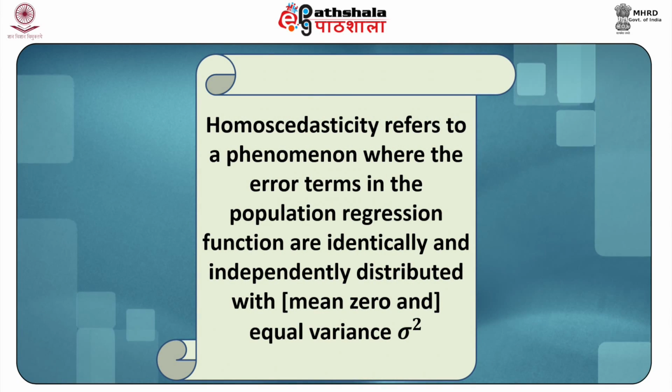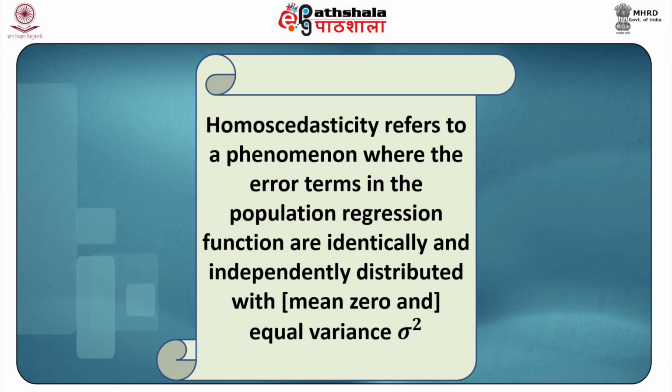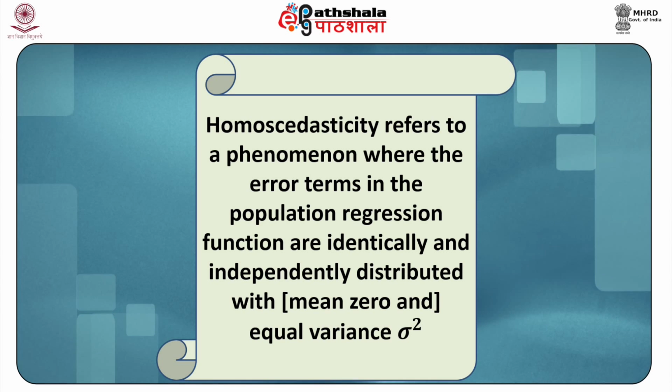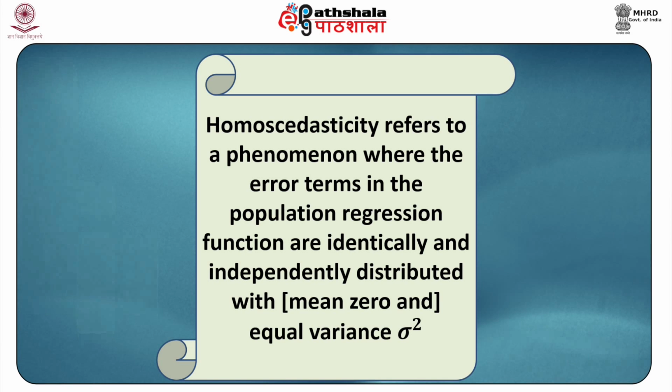To understand the meaning of heteroscedasticity, let us recall the homoscedasticity assumption of the classical linear regression model. Homoscedasticity refers to a phenomenon where the error terms in the population regression function are identically and independently distributed with the mean 0 and equal variance sigma square.